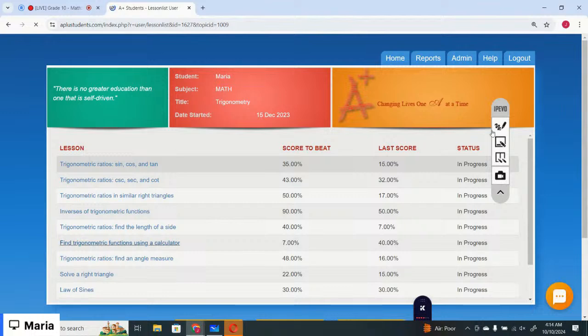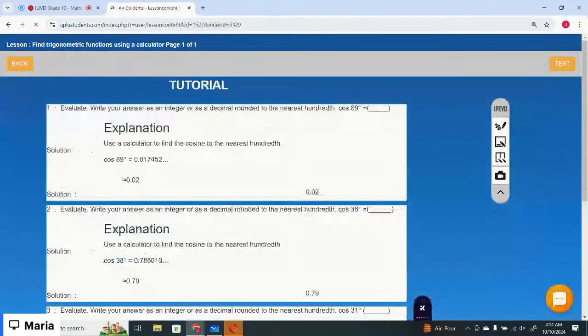Okay, the next one is find trigonometric functions using a calculator. Let's just start with the lesson. Evaluate cos 89. You simply have to use the calculator to find the value. So cos 89 is 0.017452. Write your answer as an integer or as a decimal rounded to the nearest hundredth. You need to round the answer to the nearest hundredth, so you can round off 0.0174 to 0.02.